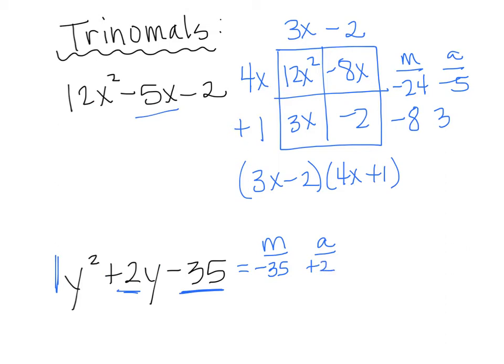So what's going to multiply to a negative 35 and add to a 2 is going to be a 7 and a negative 5. Once you get a positive 7 and a negative 5, you actually go straight to your answer. So the y squared breaks into y and y. The positive 7 becomes one of your answers, and that negative 5 becomes the other one of your answers, and you're finished.